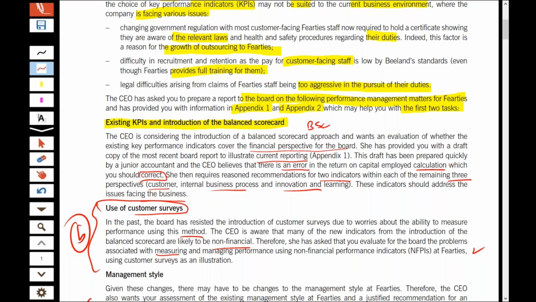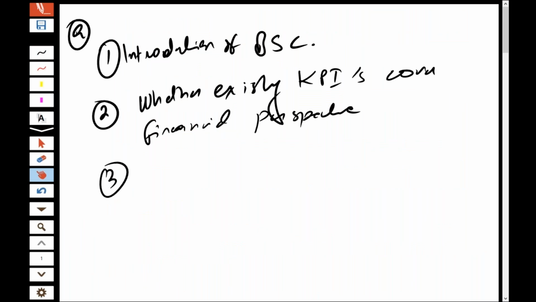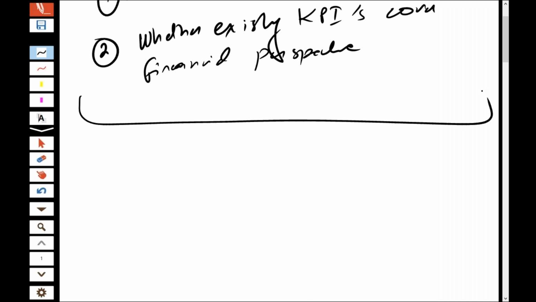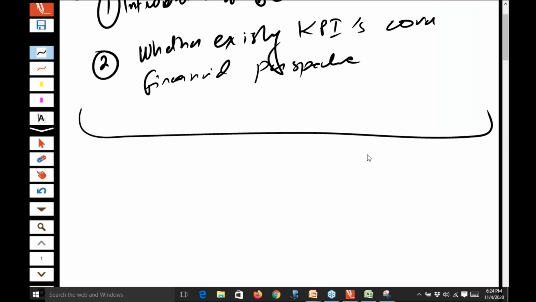Now, it says the draft has been prepared quickly by a junior accountant and so on. The return on capital employed calculation, which you should correct. Now, let's discuss. This is a very important question for you to be able to understand how the balanced scorecard would be applicable in this specific scenario. Now, let's try to understand this.